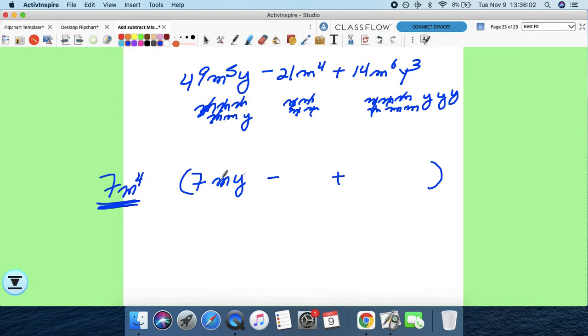Minus, well, 7 times 3 is 21, and m^4 is just m^4. Plus, well, 7 times 2. And how many m's do we have left over? 2 m's. And how many y's? 3 y's. Double check. 7 times 2 is 14, m^4 times m^2 is m^6, and y^3 is there.